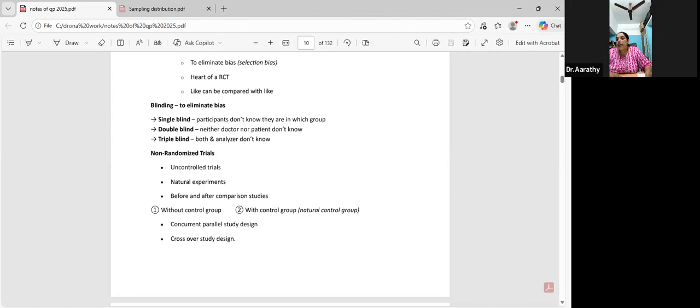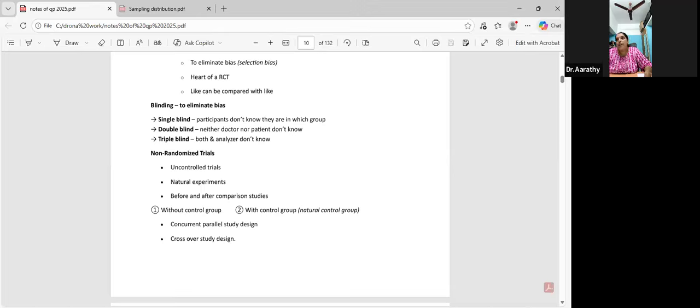So non-randomized trials can be uncontrolled trials, natural experiments, before and after comparison studies. These studies can be without a control group or with a natural control group. Then the other type is concurrent or parallel study design. Concurrent means you're assessing the interventions for two or more groups at the same time, with a different intervention for each group. That is what concurrent says.